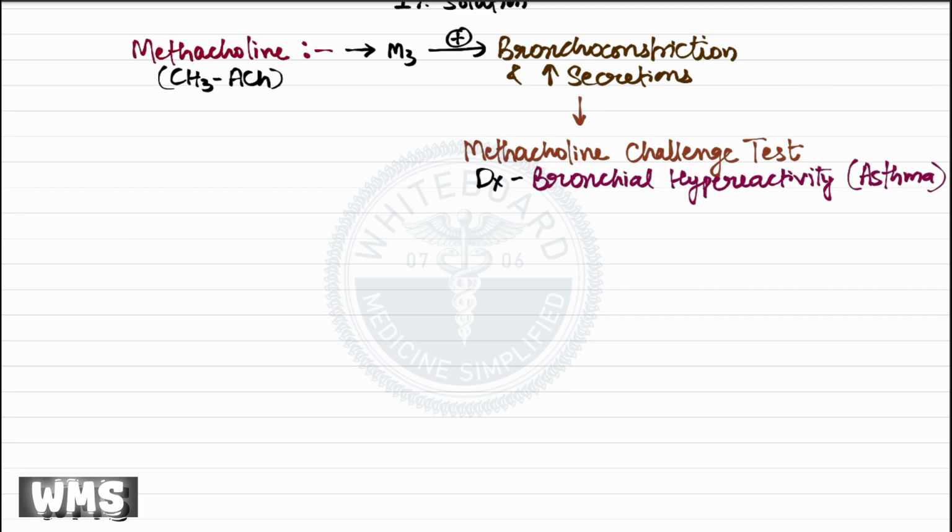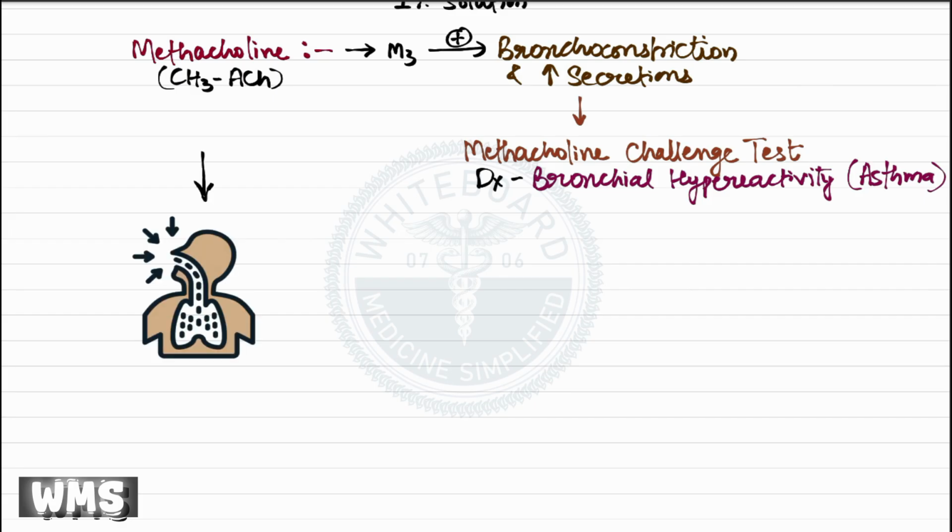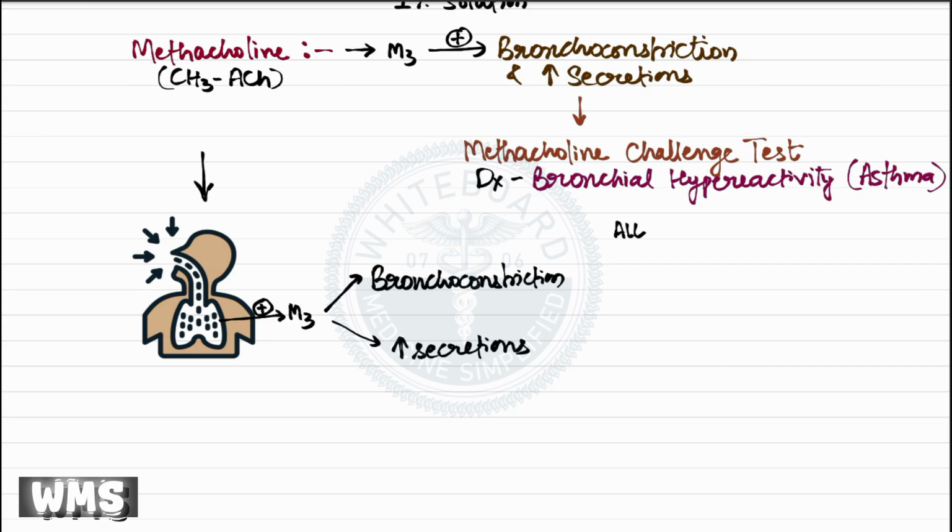In this test, methacholine is administered by inhalation. The drug is usually available as a powder, which is first diluted with normal saline, and then it is given through a nebulizer. After inhalation, methacholine stimulates muscarinic receptors in the airways and causes bronchoconstriction along with increased tracheobronchial secretions. Now, this effect can occur to some extent in all individuals, but the important point is that patients with asthma or bronchial hyperreactivity respond much more strongly.